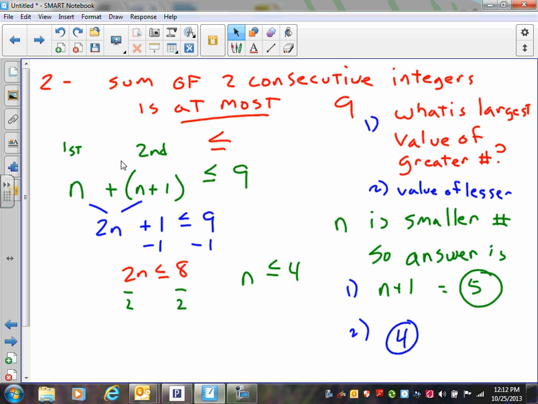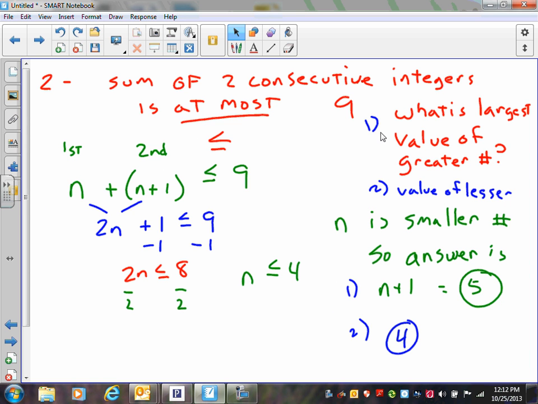Well, consecutive integers, the first number is n, the second number would be one more, so we use n plus 1. Then we combine like terms, n plus n is 2n. I got the plus 1 is less than or equal to 9. Subtract the 1, I get 2n is less than or equal to 8. Then I divide by 2, I get n is less than or equal to 4. N is our first number, so that's our smaller number.